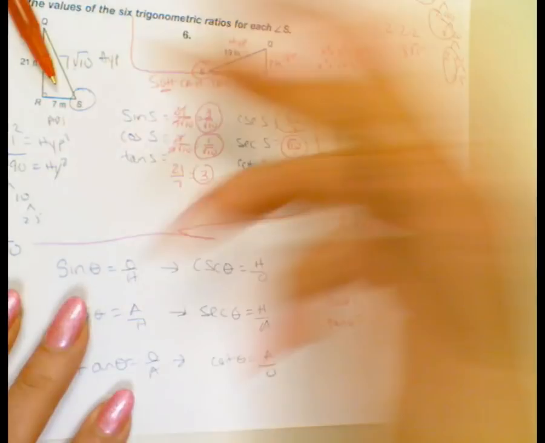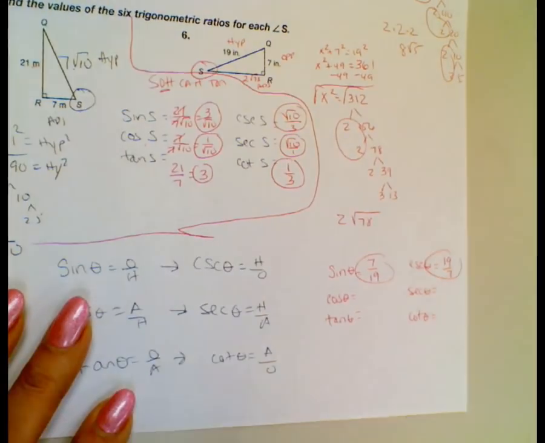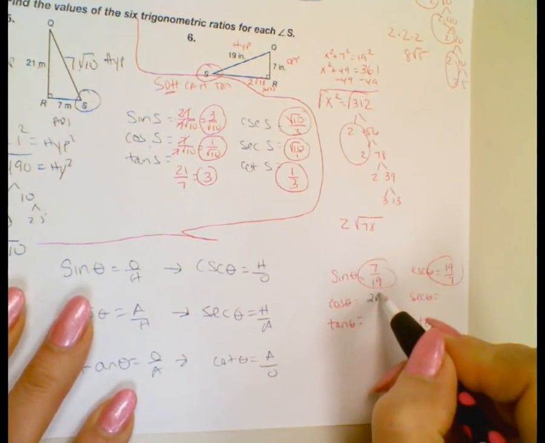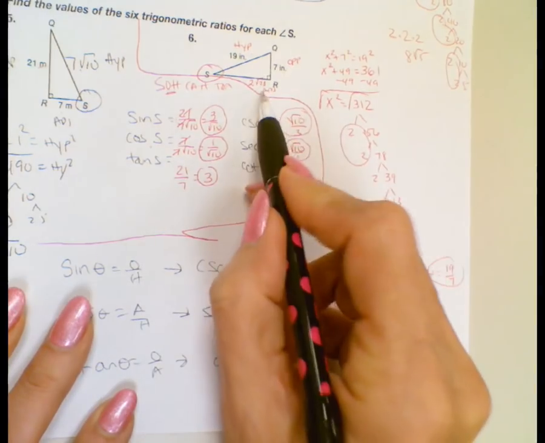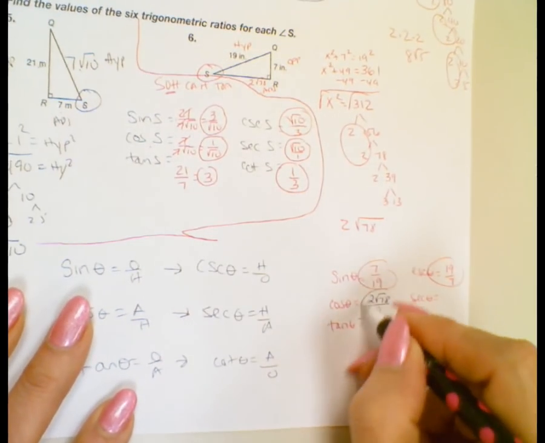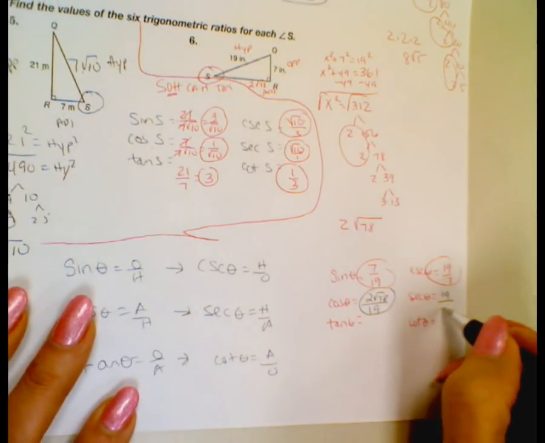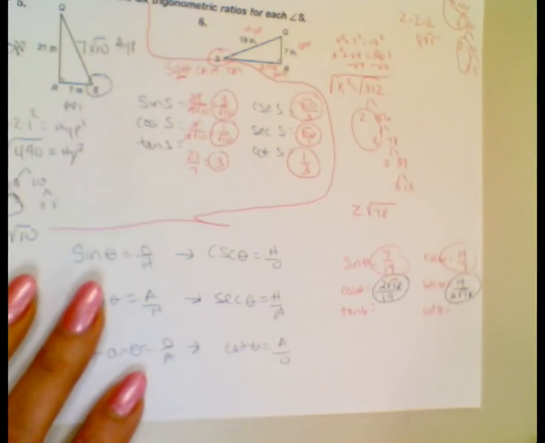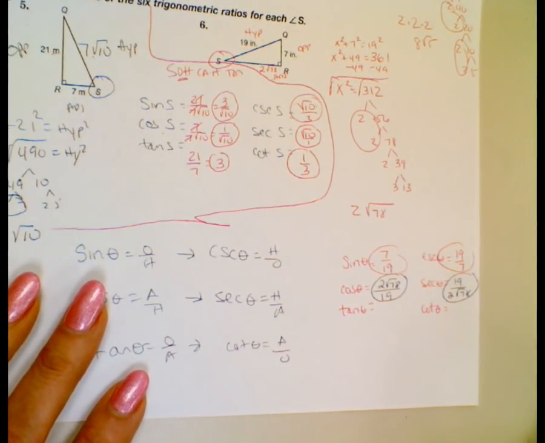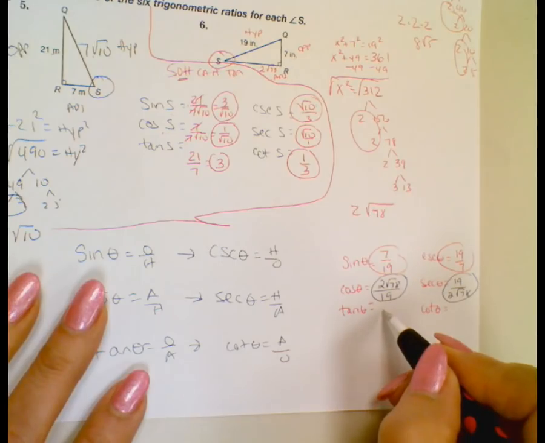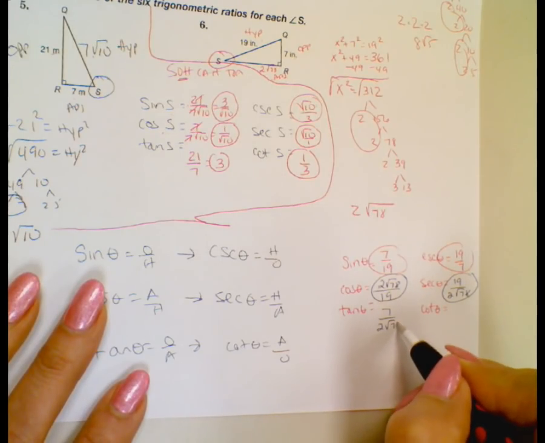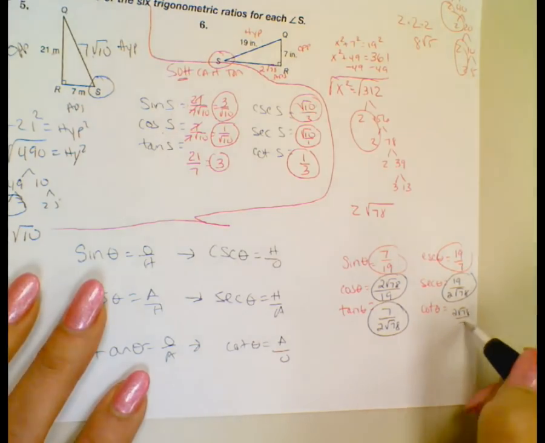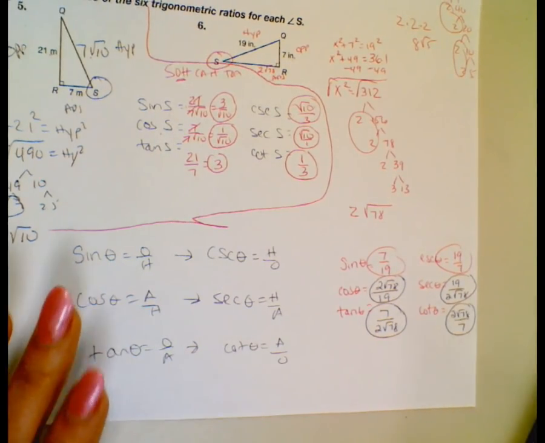Now the other ones are going to have the radicals. So cosine of S is adjacent, 2 radical 78, over the hypotenuse 19. That's your answer. The flip of this is 19 over 2 radical 78. I'm not going to make you rationalize that. That's your answer. Tangent is opposite over adjacent. Just keep it like that. And then cotangent is 2 radical 78 over 7. I'm sorry about all the ugly answers, but that's it.